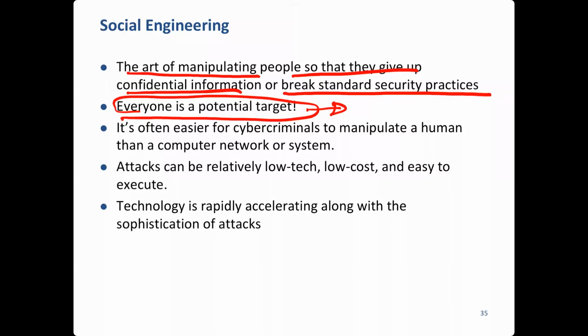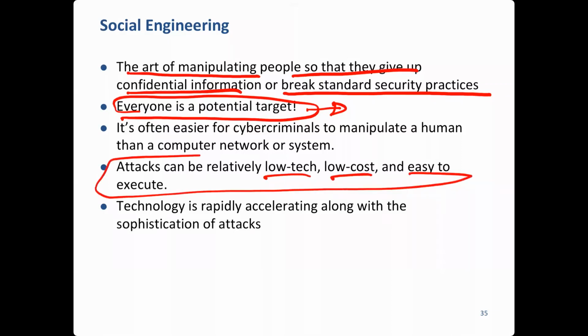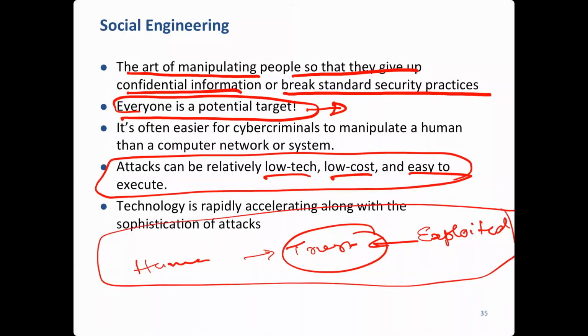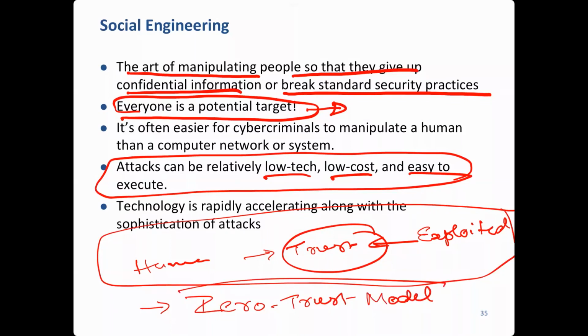So these are very simple attacks, right? Low tech, low cost, but easy to execute, because the basic fact is that we human beings trust each other. Now this trust is exploited. That's the reason there is a security principle which all organizations must follow, called the zero trust model, or zero trust system, right? What is zero trust? Don't trust anybody and give minimum facilities to employees.